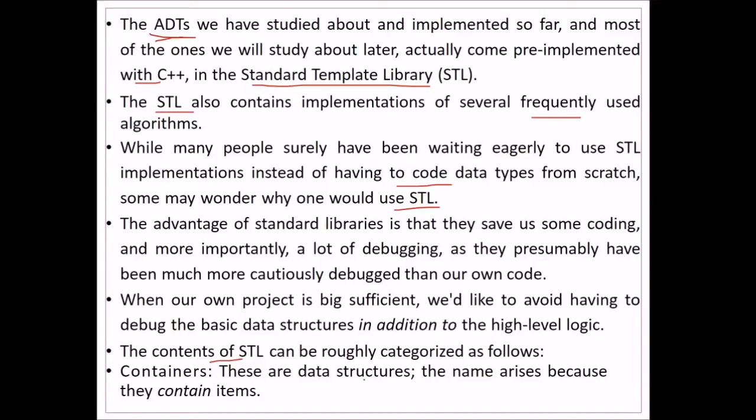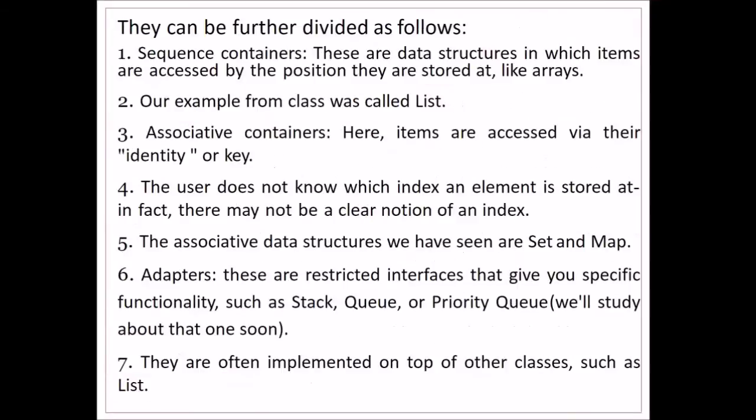We have containers. What are these containers? These are actually data structures, and the name is because they contain items. Data structures contain data. That is why they are containers. And these containers can be further divided into sequence containers. These are data structures in which items are accessed by the positions they are stored at, like arrays. We have already seen, as an example in our previous session, list.